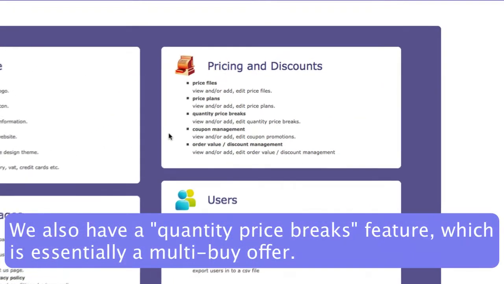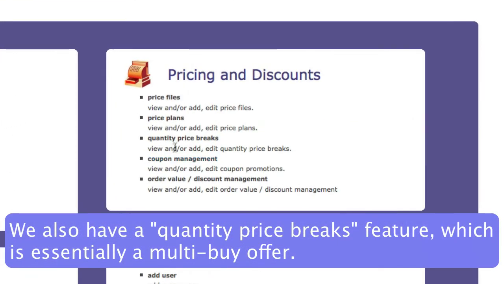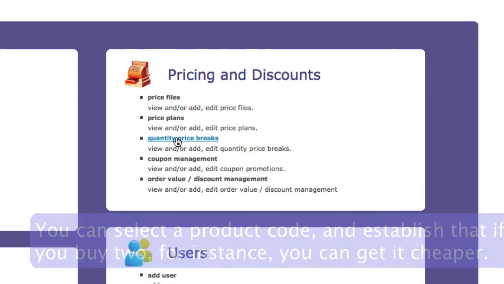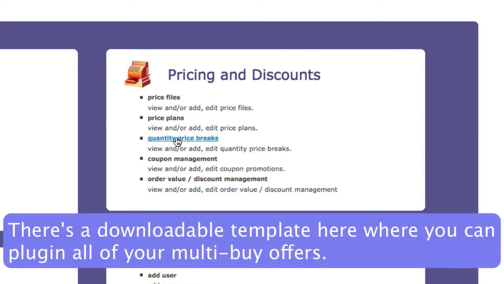And another functionality we have in this pricing and discounts section is quantity price breaks. This is essentially a multi-buy offer. You can select a product code and establish that if you buy 2, you can get it at a cheaper price, for instance. And there's a downloadable template here that you can edit, then re-upload with all of your multi-buy offers.